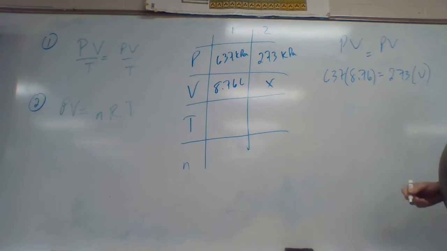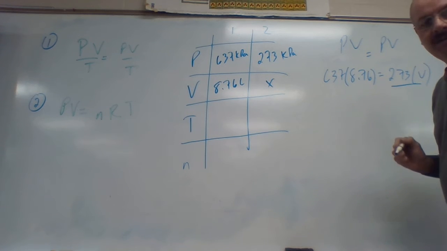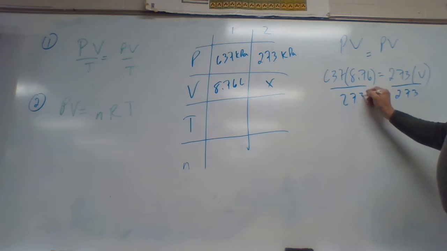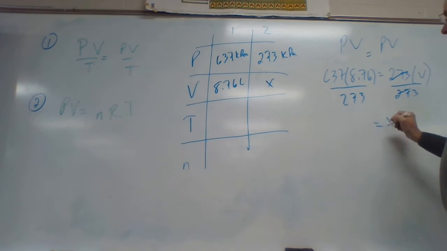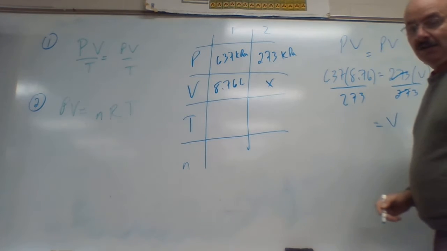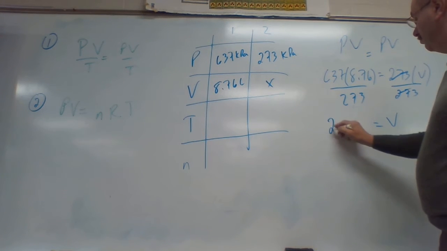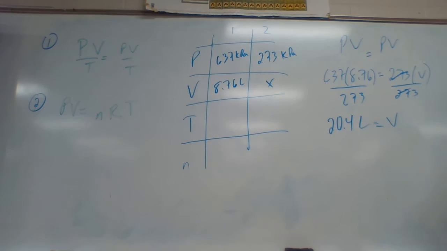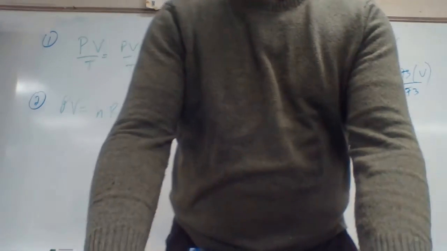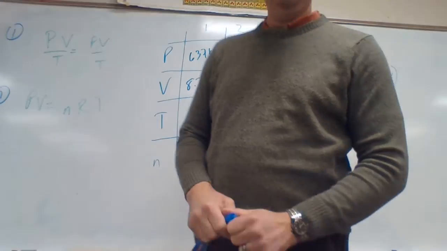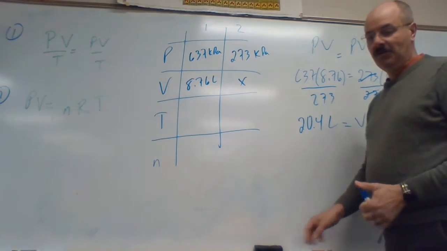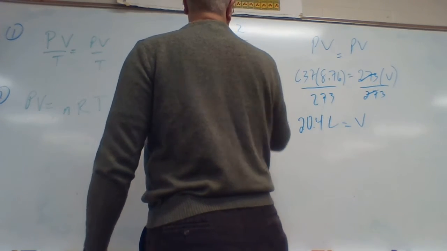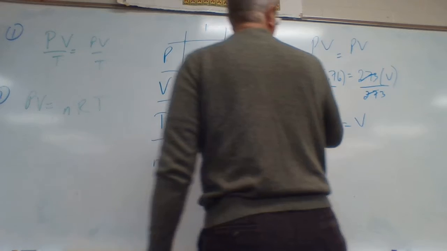Then we divide both sides by 273. That gets rid of that, so V ends up equaling 20.4, and that's liters of gas. So that was the first one, as to what you should have had. Let's go to the second one. We'll erase this stuff, and we're still going to use the same box.